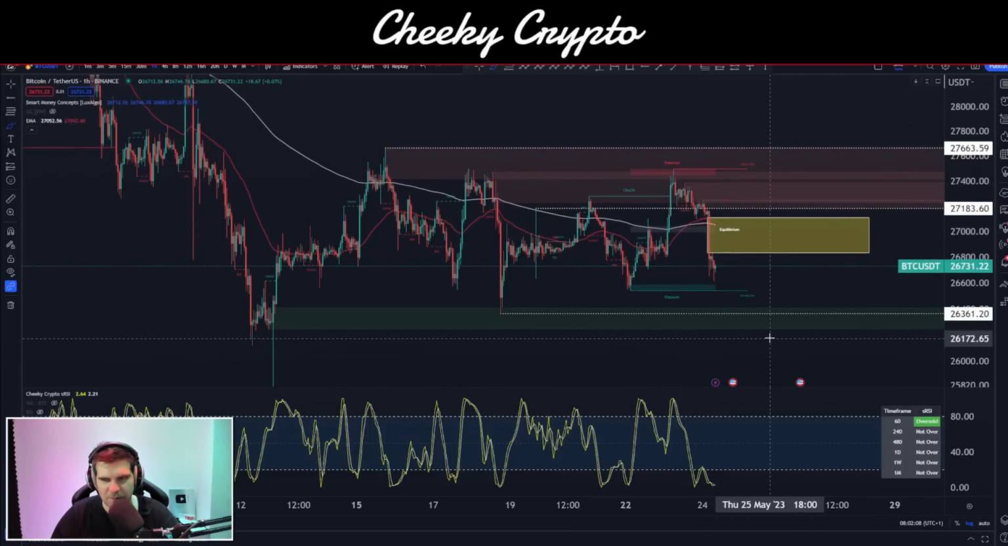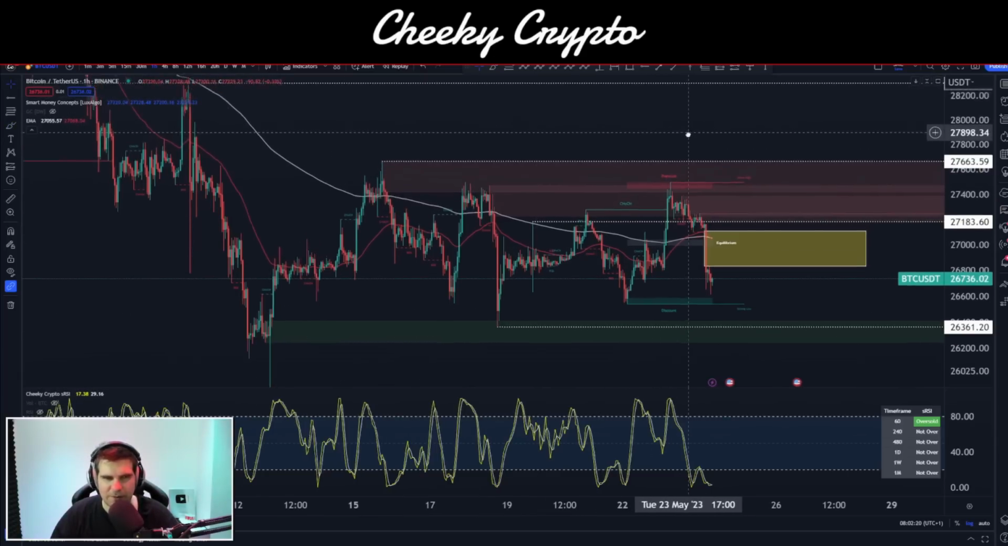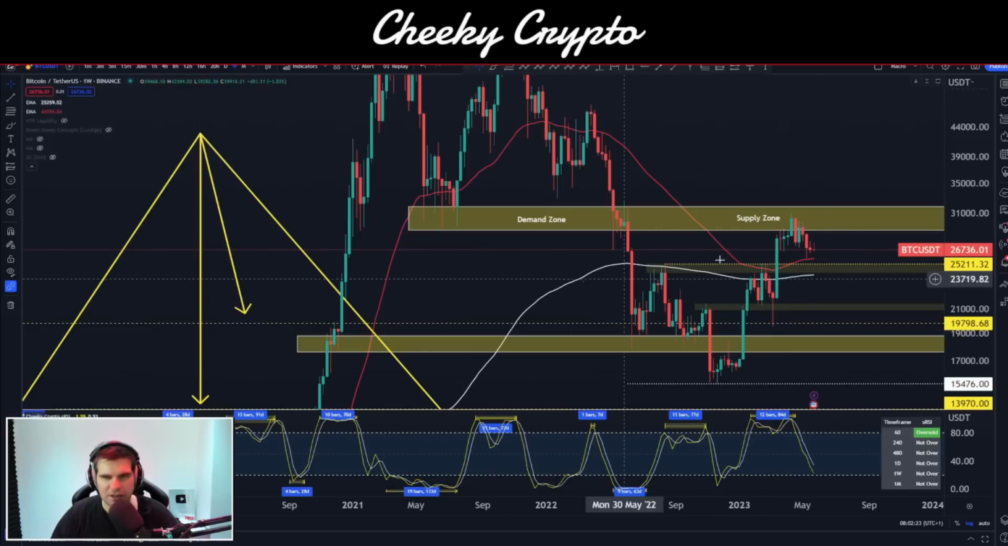Ultimately, I'm still looking for a breakdown deeper than 26,361. Sorry, and for now, we want to be thinking there's probably a move to the downside to be had. That's where my mind is at the moment for BTC. As you can see from our weekly standpoint, we are looking to maybe test the 50 EMA again on the weekly, and maybe if we do lose that, then we're going to be looking at testing the 200 as well.